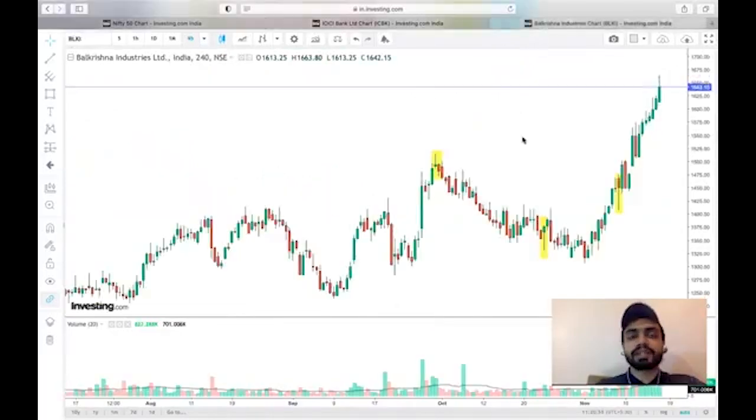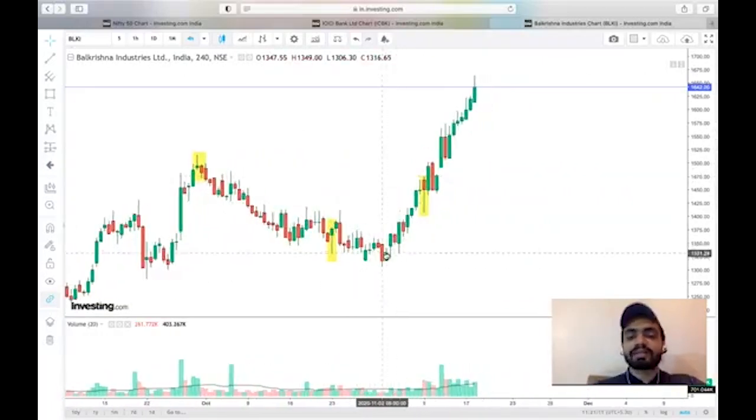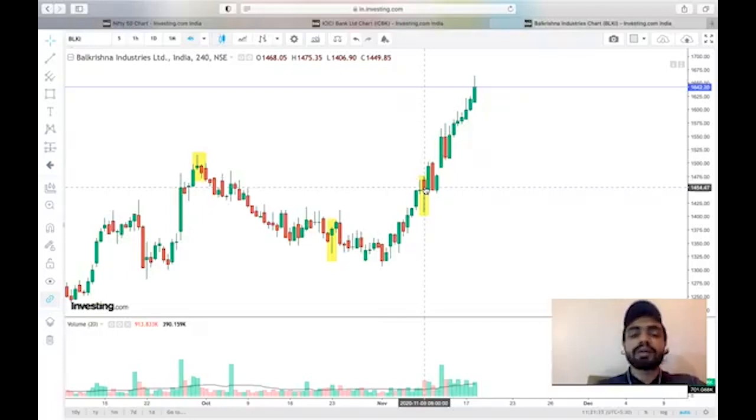Let's take Balkrishna Industries. Now this time this is a 4-hour chart. All right. So Balkrishna Industries Limited, India, 240 minutes, representing 4 hours, and this is listed on NSE. So let's take the examples given over here. Let's start from the right again. There's an existing uptrend, a hammer pattern. All right. So your first criteria is fulfilled. Second criteria is fulfilled, that the lower shadow is at least twice the length of the body. Now let's talk about the third criteria. We wanted a seller's confirmation in the market, which is not present. I will not take a trade.